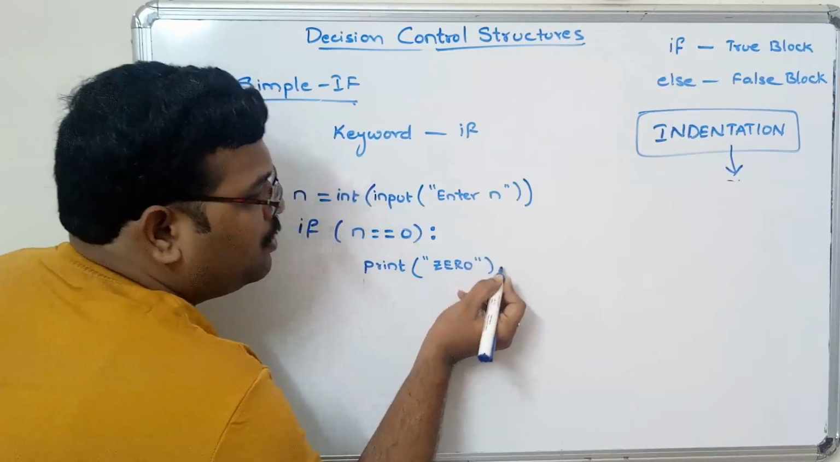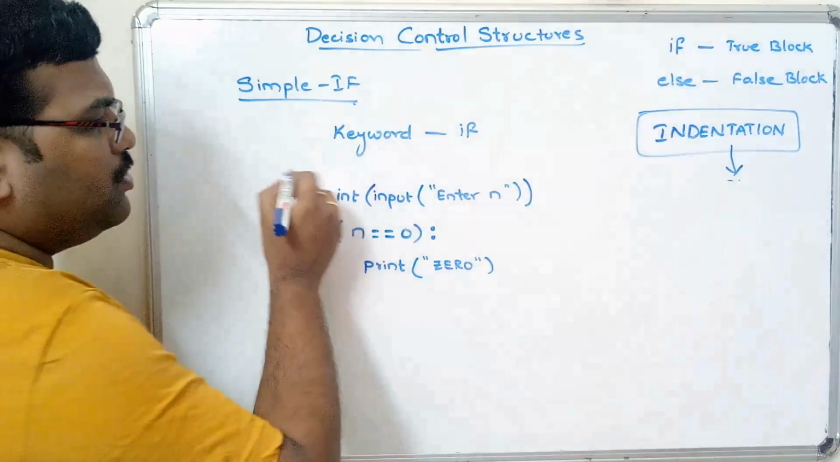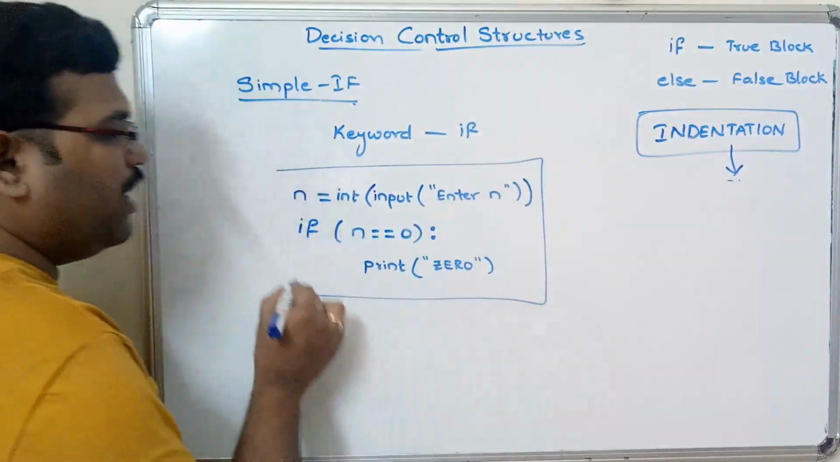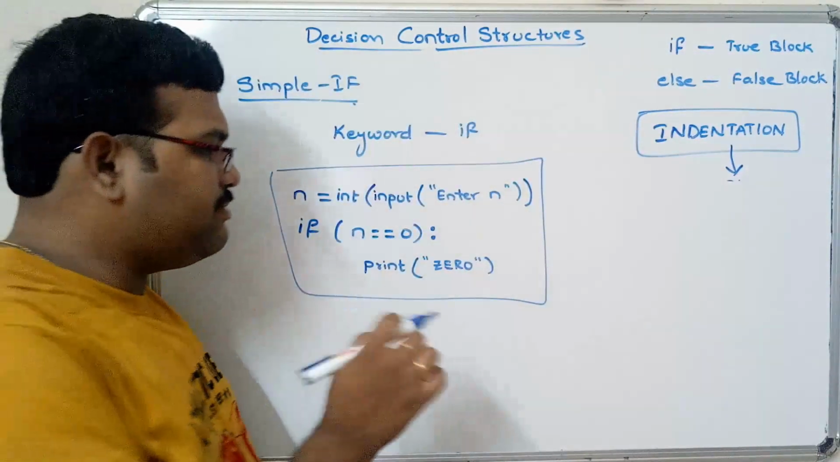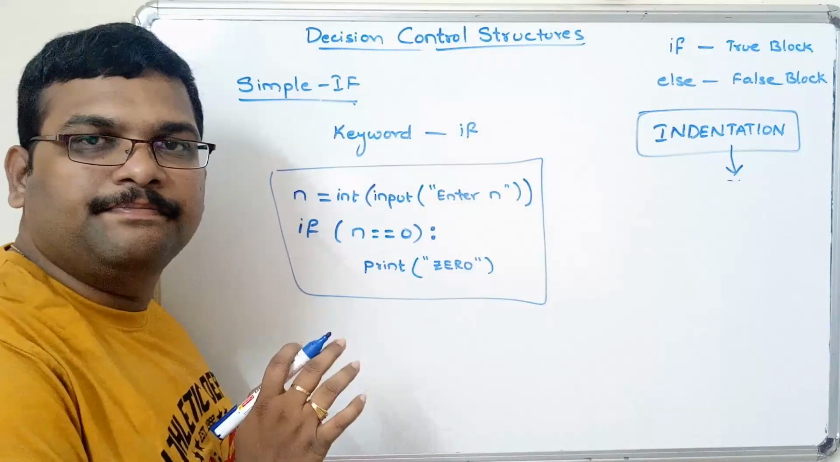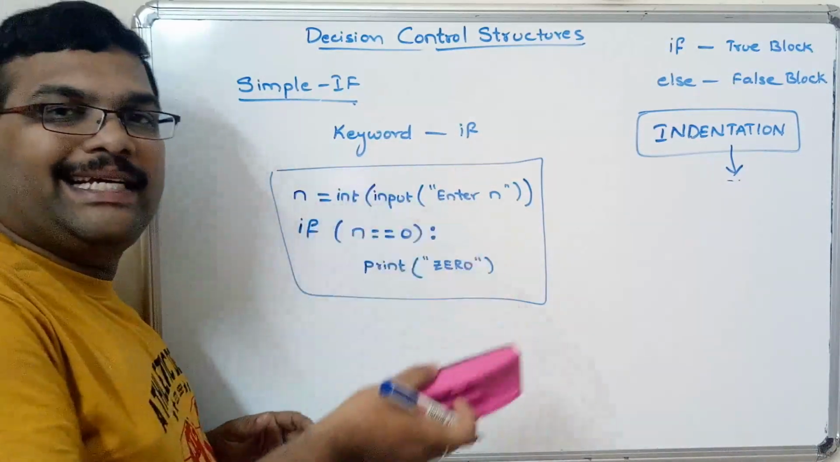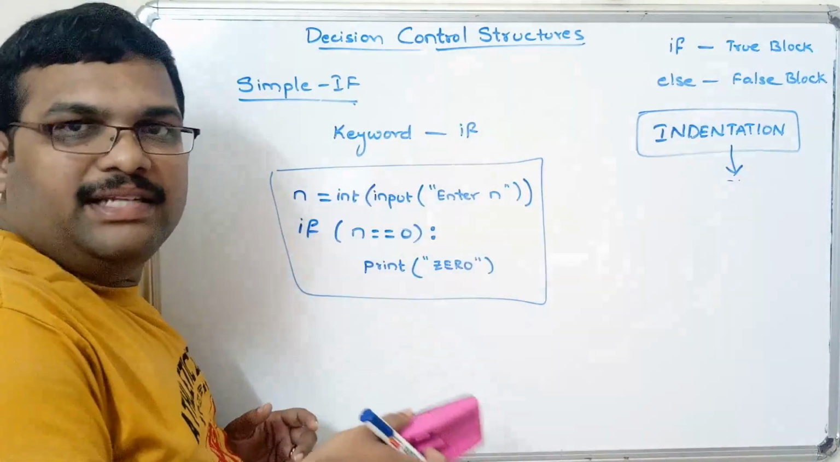0, right? Okay, so this is a simple program. So we are not writing any else part, we are writing only the if part, that means the true part. Now let us move on to the next one, that is if else.